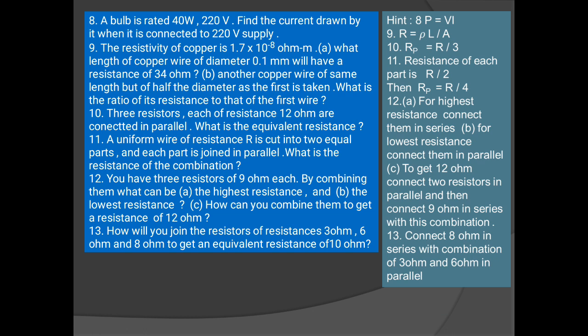Question number 10. 3 resistors, each of resistance 12 ohm, are connected in parallel. What is the equivalent resistance? So in 10 you can use Rp equal to R by 3.